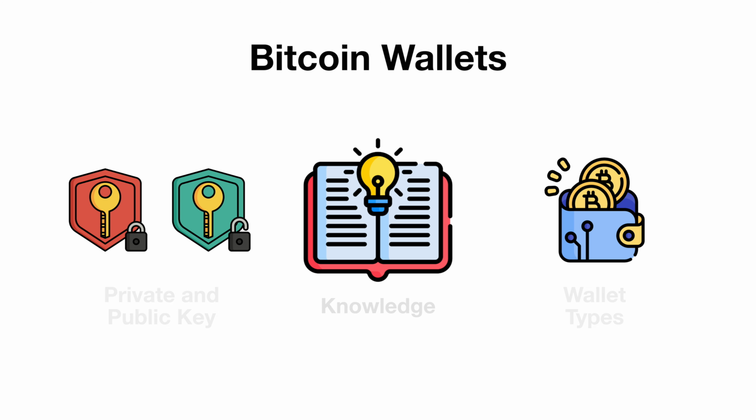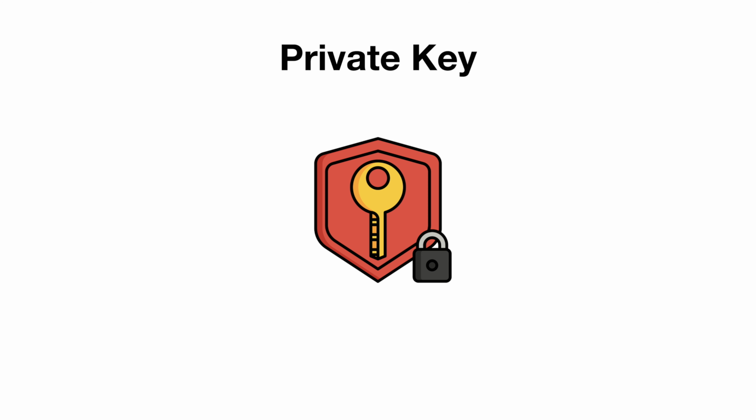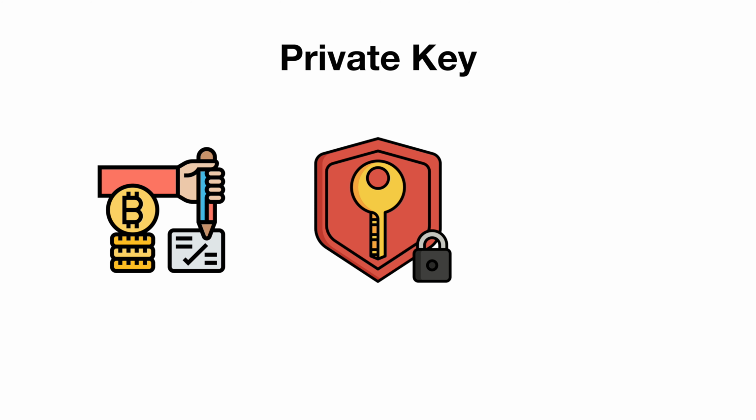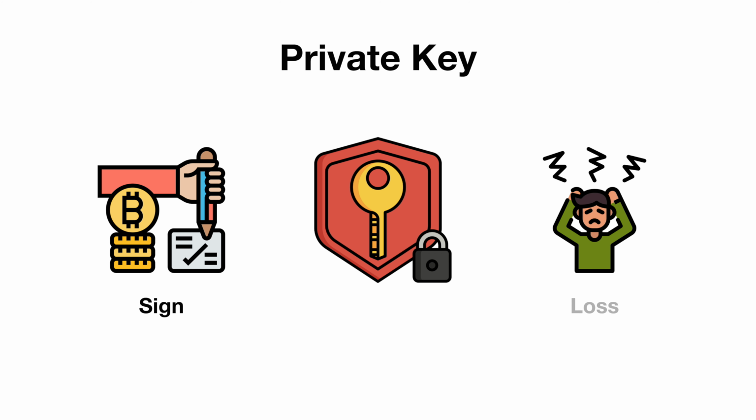Imagine a private key as the master key to your Bitcoin wallet, a randomly generated 256-bit number that serves as the ultimate proof of ownership over your Bitcoins. This secret key enables you to sign transactions, acting as a cryptographic signature to verify that the funds you are sending are indeed yours. Without it, accessing or spending your Bitcoin becomes impossible.